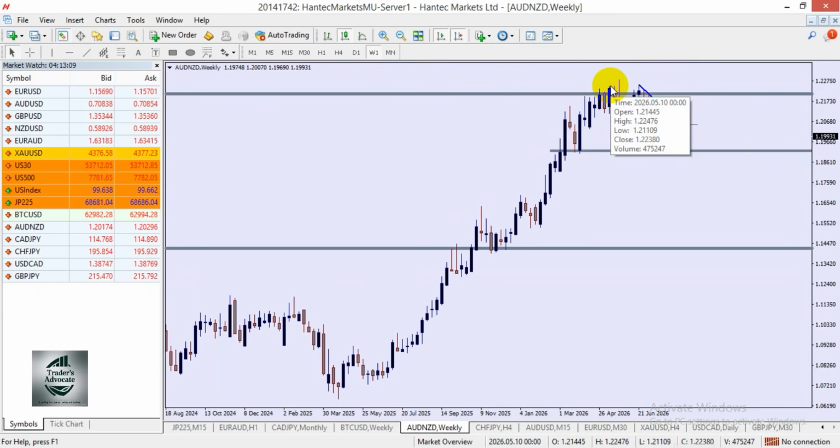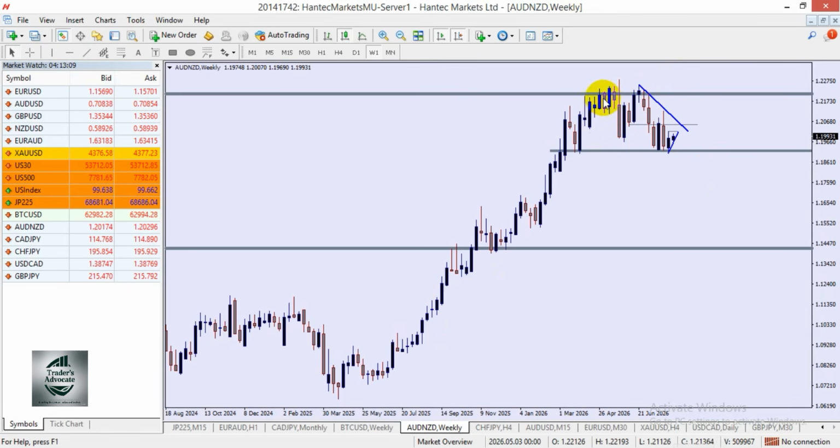I can see a double top formation occurred at this major area of resistance. This is the first top. This is the second top. Double top, a bearish reversal sharp pattern can reverse a trend from being bullish to being bearish.